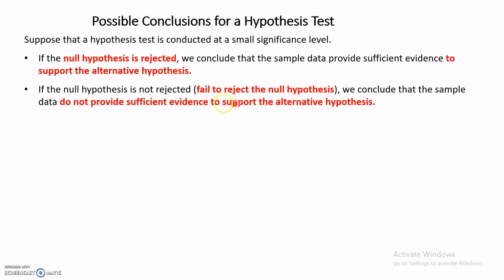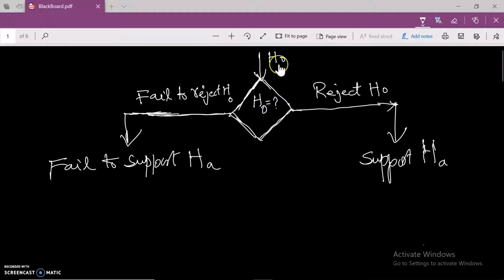This can be understood by a diagram. Let me make a diagram so that you can understand very easily. Now look at this simple infographic. This is the null hypothesis. We want to see whether the null hypothesis needs to be rejected, or whether we are in a position to fail to reject the null hypothesis. If we reject the null hypothesis, then what happens? We actually support the alternative hypothesis. Our sample data provide enough evidence to support the alternative hypothesis, right? And if we fail to reject the null hypothesis, it means we fail to support the alternative hypothesis, right?